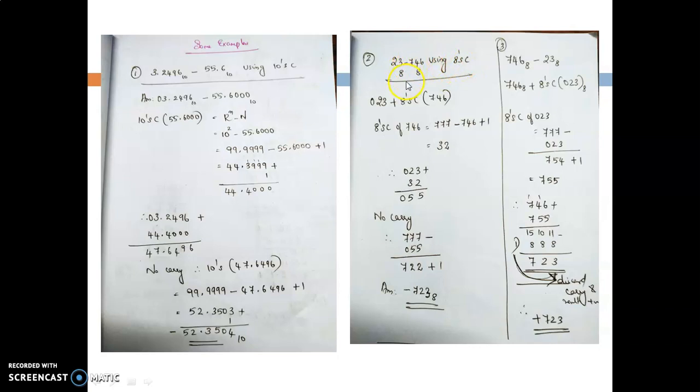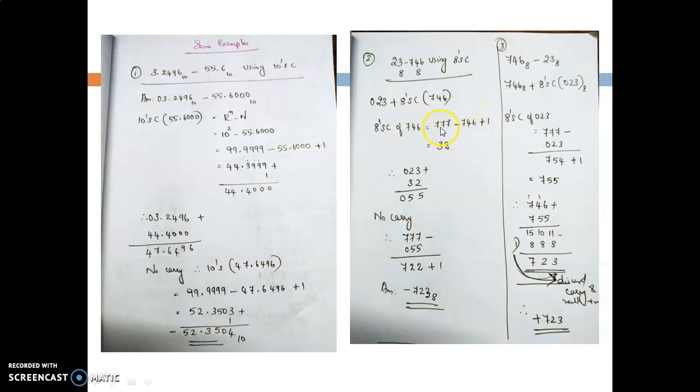Similarly, you are finding out the subtraction of two octal numbers using 8's complement. So 23 to the base 8 minus 746 to the base 8. So it is 023 plus 8's complement of 746. So how will you find out 8's complement of 746? You are finding out the 7's complement of this number plus 1. How will you find out 7's complement of 746? It is 777 minus 746, and that will be added with 1.